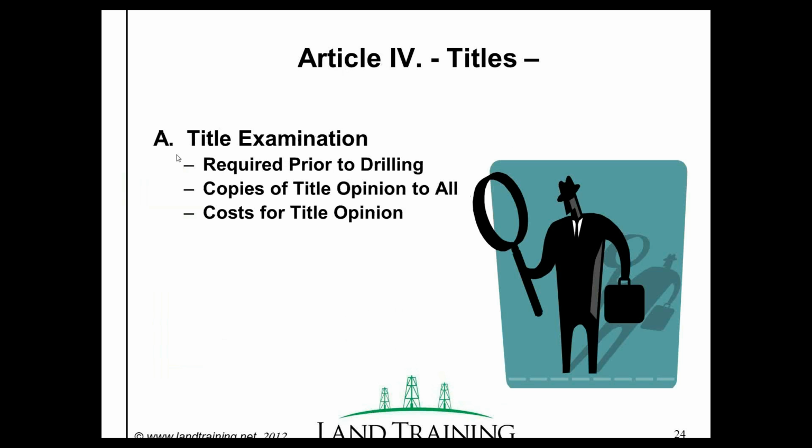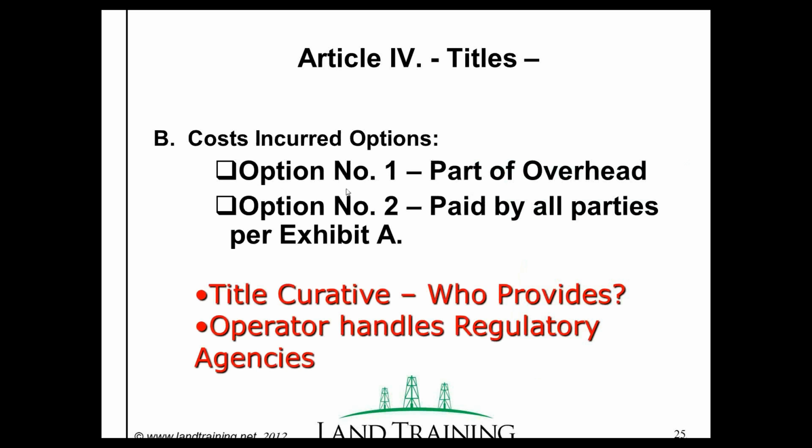Okay, now we're into titles. And first of all, you've got to have a title examination. The joint operating agreement says it's got to be required prior to drilling and that everybody gets a copy of the title opinion because everybody's paying for the title opinion. And who's going to bear the cost for the title opinion? Everyone does. Now, they do give two options. You can pay for the title opinion cost as part of the overhead, and you can check that box, or option 2 is paid by all the parties per Exhibit A. That means distributed the way it's stated in Exhibit A.